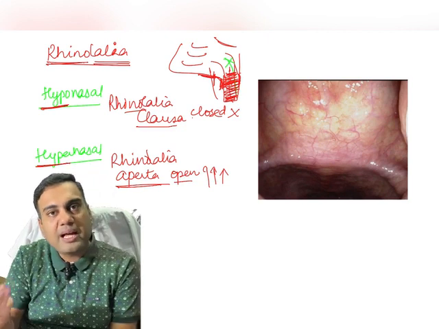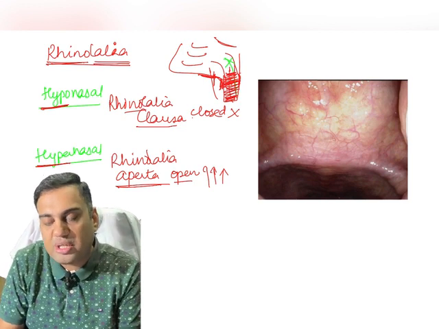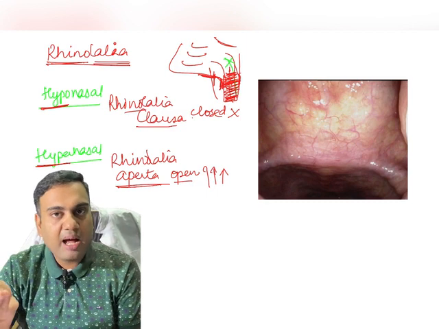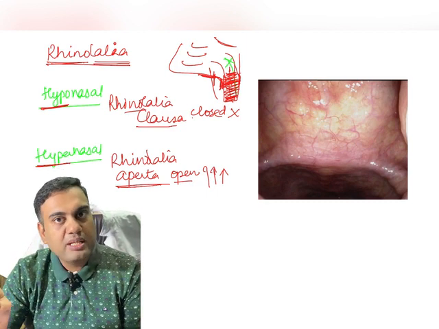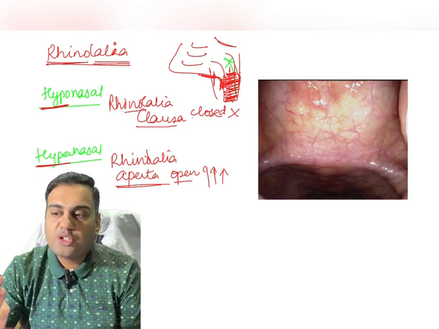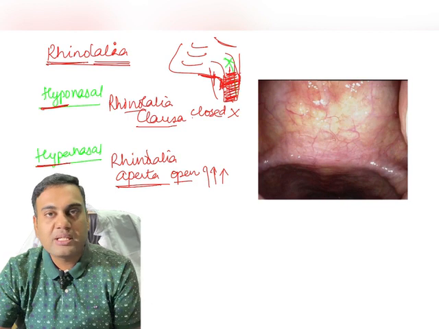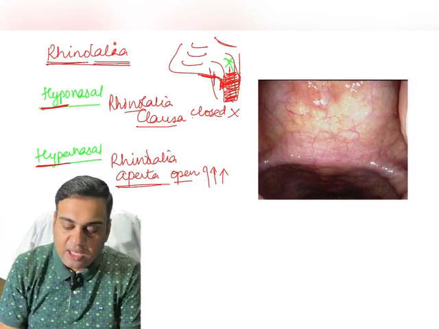Hyponasal voice, अभी जो हमने सारी बीमारियां देखी उसमें hyponasal voice आएगी because of the obstruction in the nasopharynx. Adenoids, hyponasal voice, angiofibroma, hyponasal voice, nasopharyngeal carcinoma, hyponasal voice. Then the tumors, I mean the polyps of the nose, hyponasal voice, tonsillitis, hyponasal voice. All of this will have hyponasal voice.